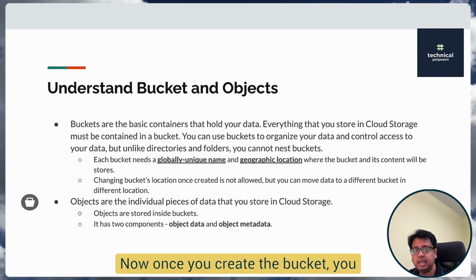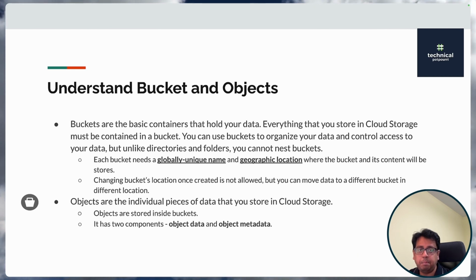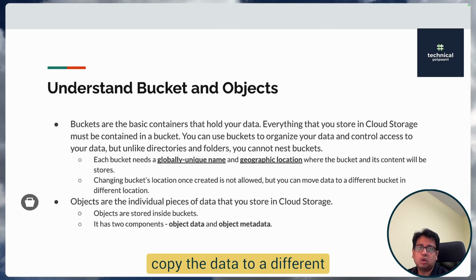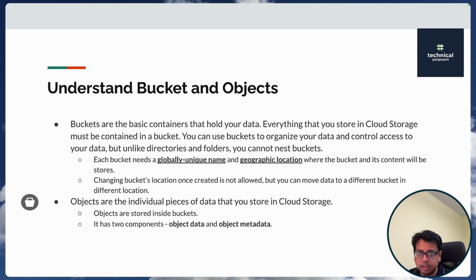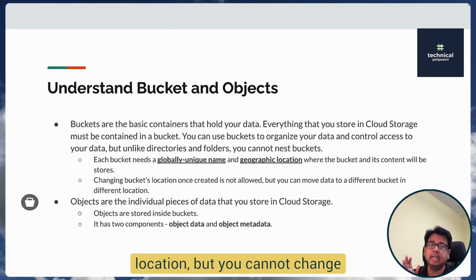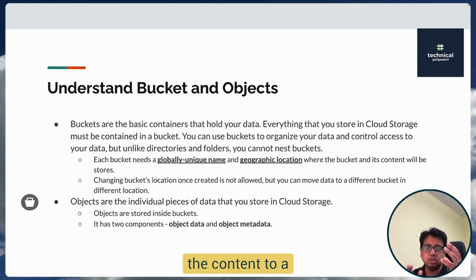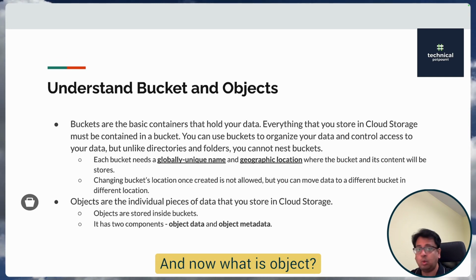Now, once you create the bucket, you cannot change the bucket's location. But whatever data is inside that bucket, you can copy to a different bucket from another location. So once you create a bucket, you specify a location, but you cannot change it. What you can do is copy the content to a different bucket, which lies in a different location.